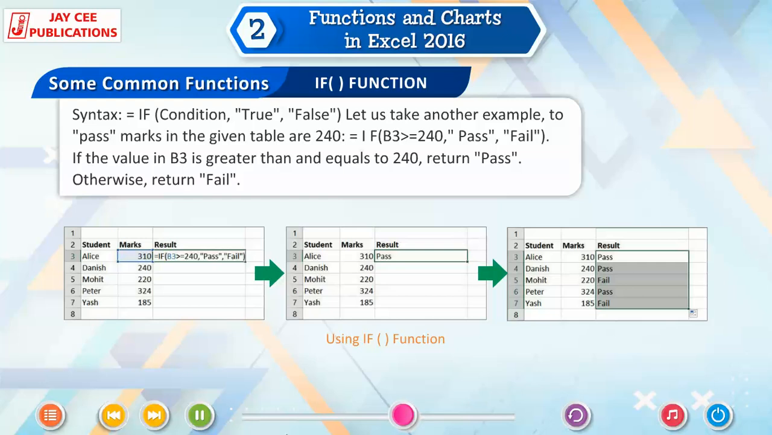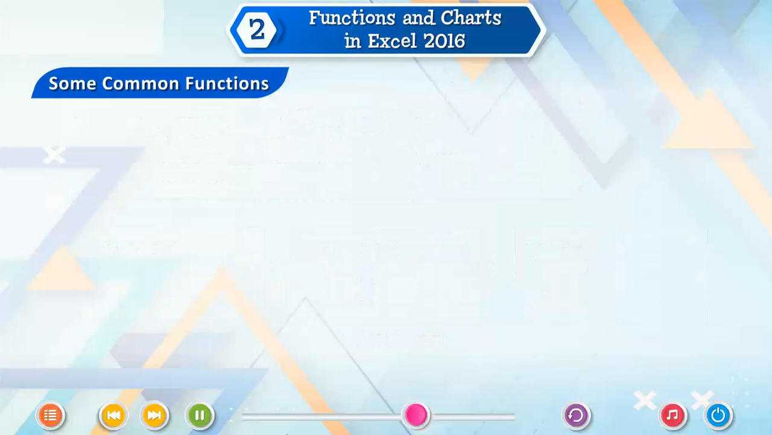Let us take another example. The pass marks in the given table are 240. Equal to if, parentheses, B3 greater than equal to 240, comma, pass, comma, fail. If the value in B3 is greater than and equals to 240, return pass, otherwise return fail.